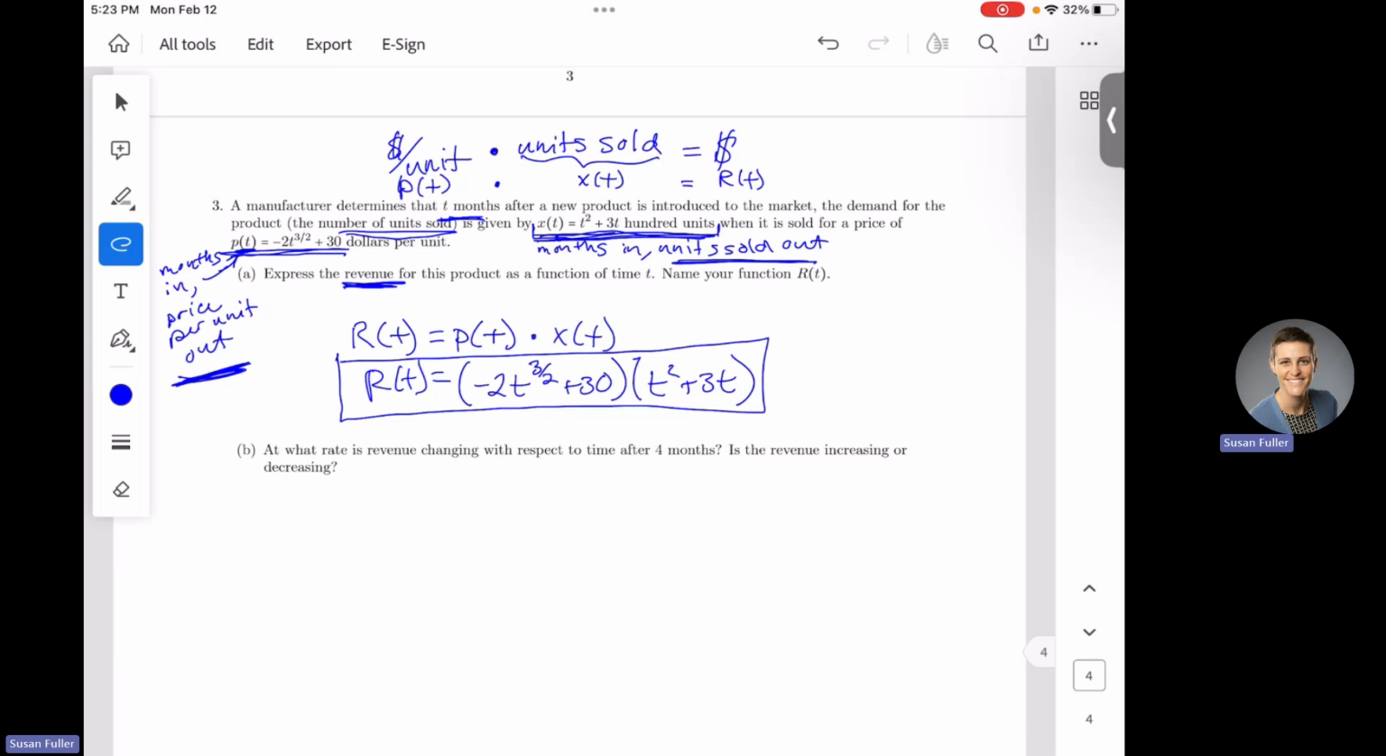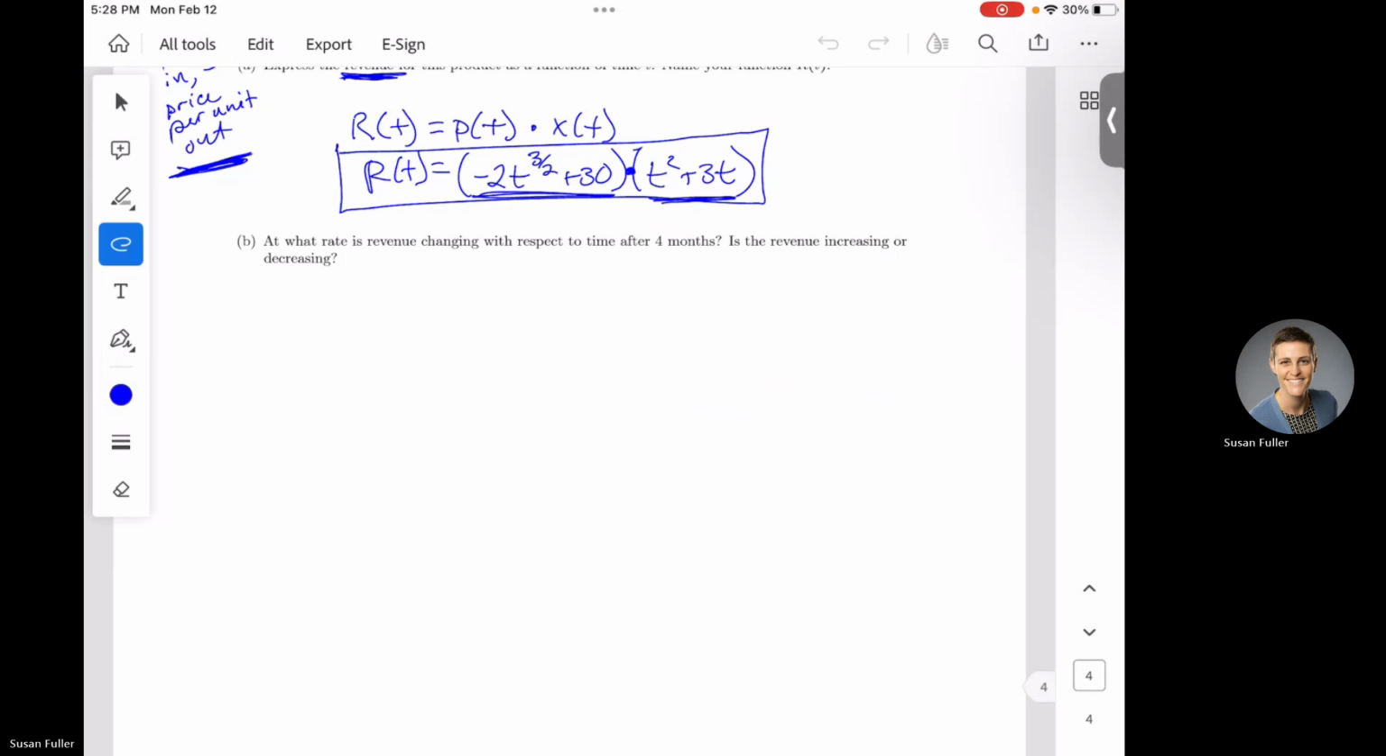So here is my revenue function. Okay, so for the second part, we are asking at what rate is revenue changing with respect to time after 4 months? Is the revenue increasing or decreasing?